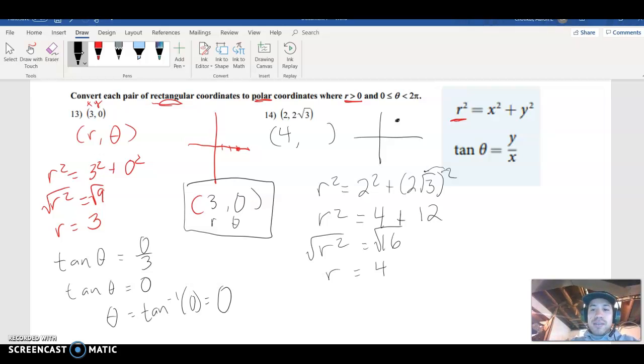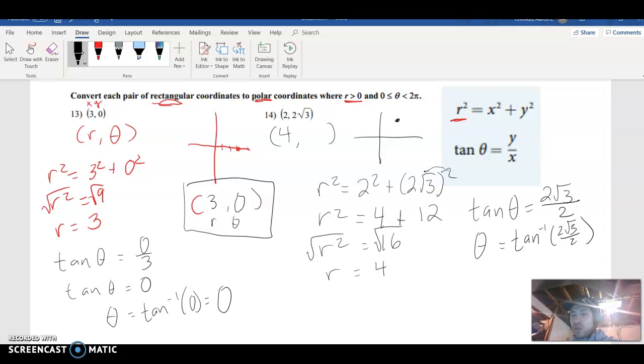Now we check our theta. Tangent of theta is equal to our Y value, 2 radical 3 over 2. This we can plug directly into our calculator as theta equals tan inverse of 2 radical 3 over 2. So we go to check that. We plug that in and we get theta equals, it appears to be, let me double check it in my calculator, pi over 3.